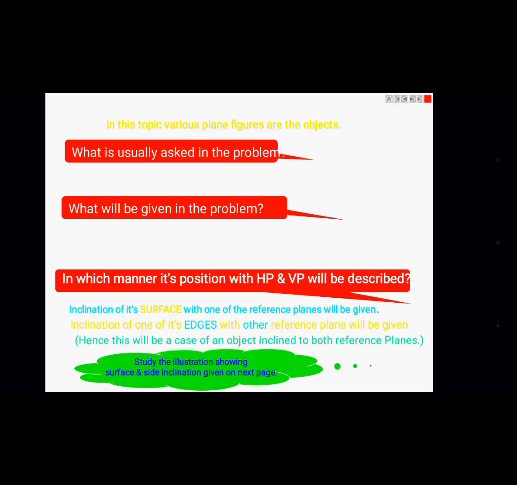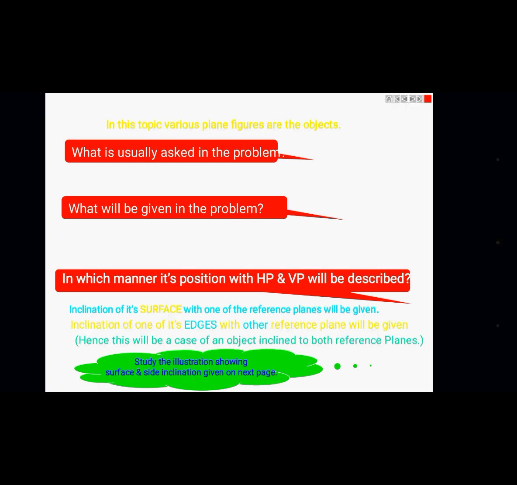So there are two categories of problems. I can categorize the entire 50 problems into two major categories. Category 1, the first category, is planes resting on HP, resting lamina. I can place the lamina on HP, I can rest the lamina on the horizontal plane.